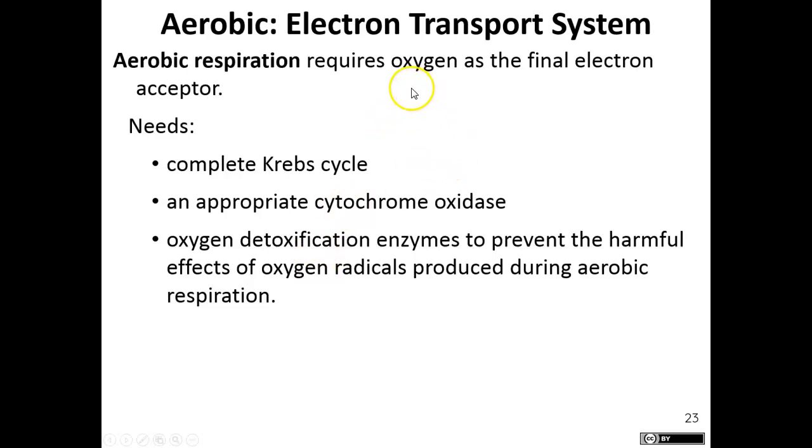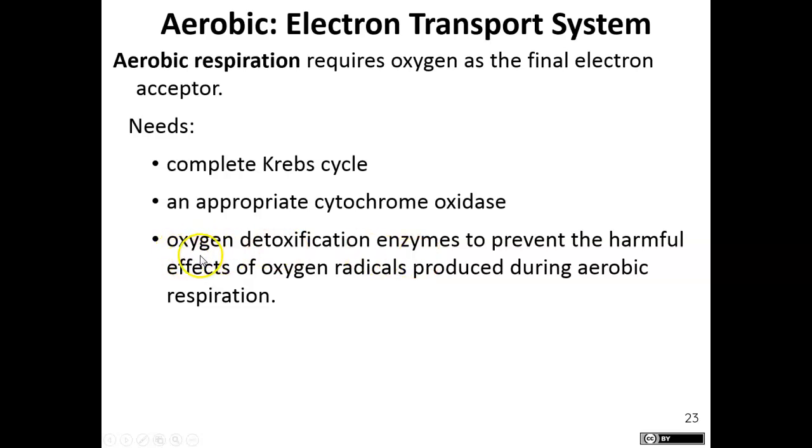So aerobic respiration requires oxygen. I mentioned that. Oxygen is the final electron acceptor. For aerobic respiration, we need the Krebs cycle, which also requires oxygen. We need a cytochrome oxidase, and we need oxygen detoxification enzymes.